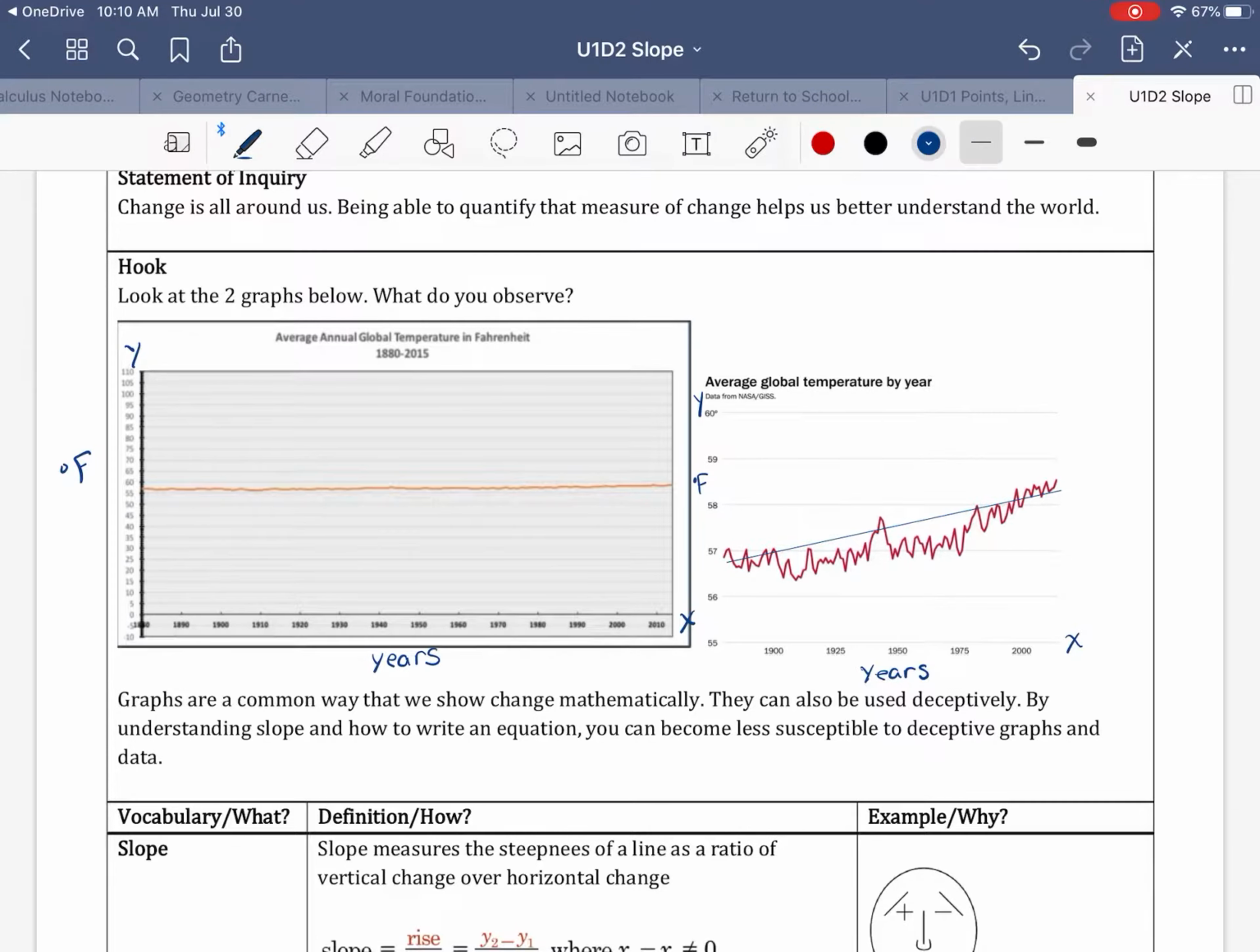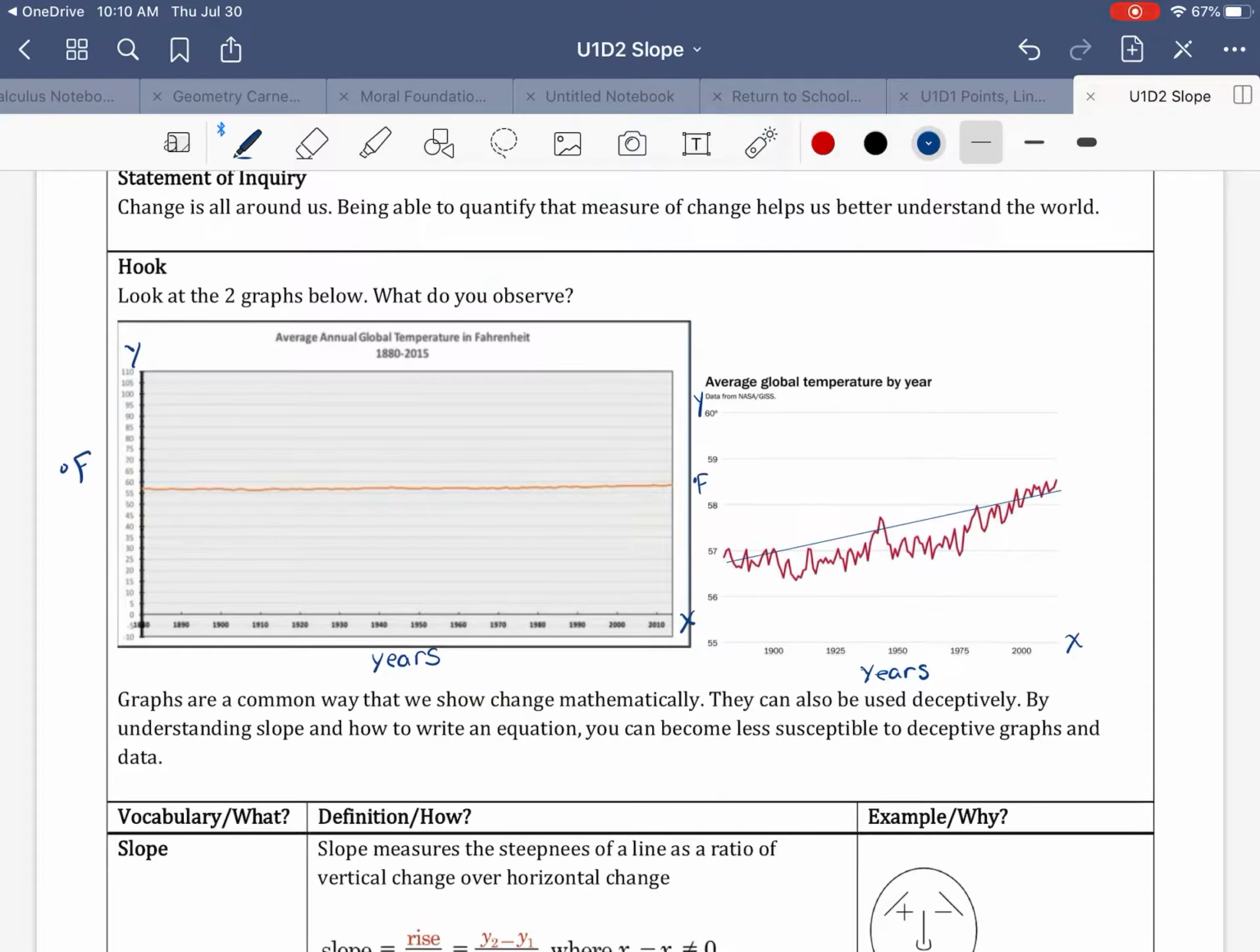Now, graphs are a really common way that we can show change mathematically, right? In this instance, you see that temperature is increasing over time. They can also be used deceptively. By understanding slope and how to write an equation, you'll become less susceptible to the deceptive graphs and data.